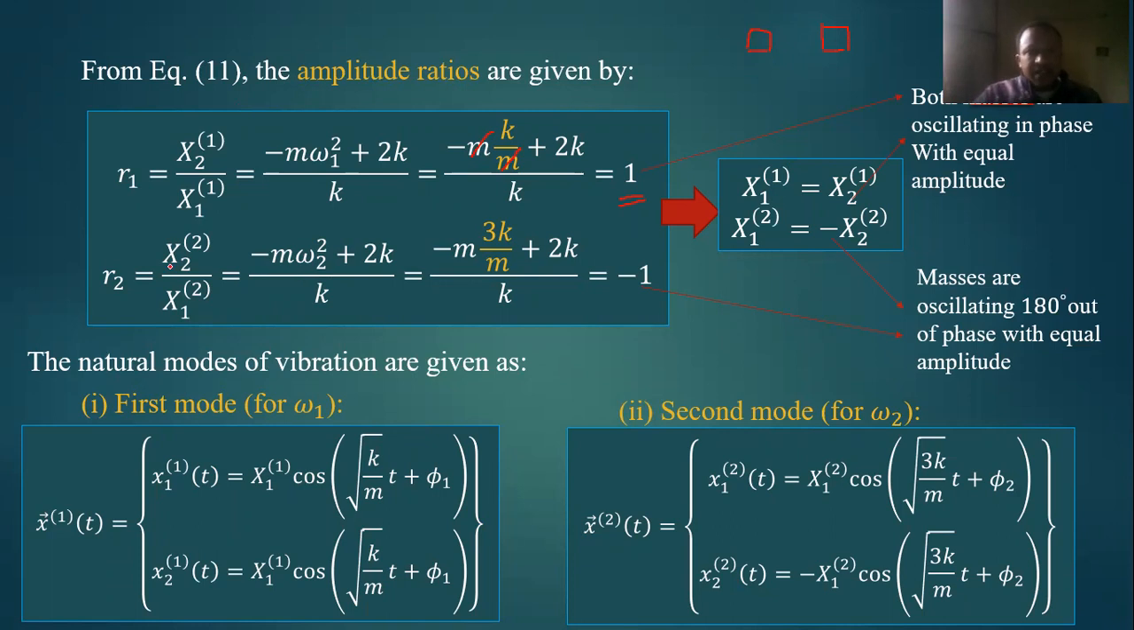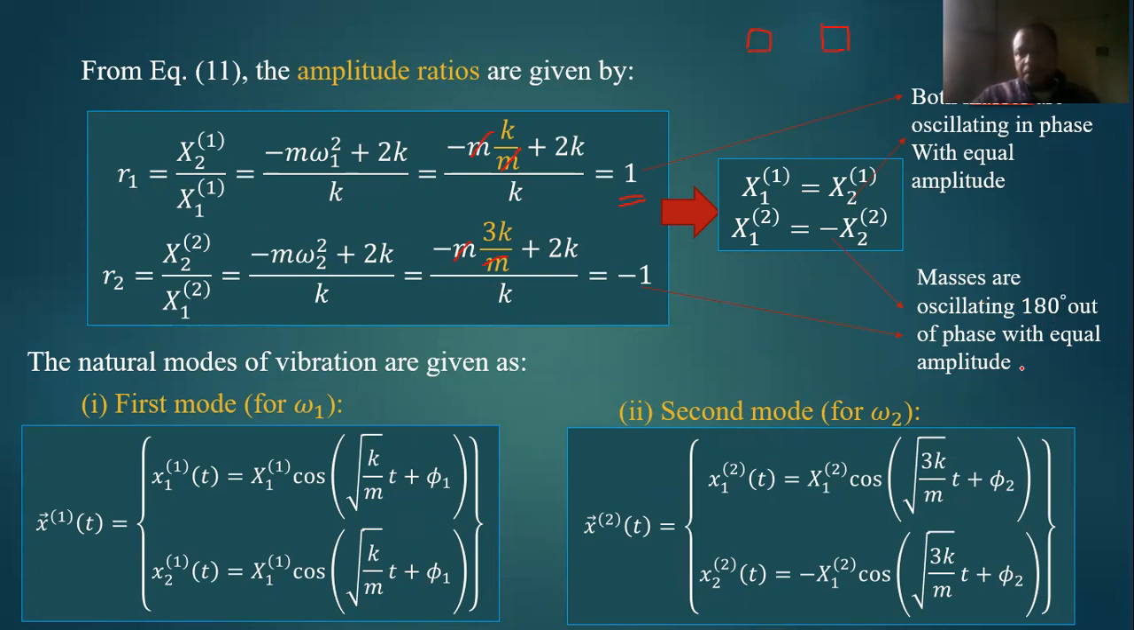Another case, R2, for the second natural frequency. We substitute omega 2 instead of omega 1, so 3k over m times m. Here we cancel m by m. We have left 3k plus 2k minus 3k plus 2k minus k... so minus k over k gives us minus 1. This minus implies masses are oscillating 180 degrees out of phase with equal amplitude.